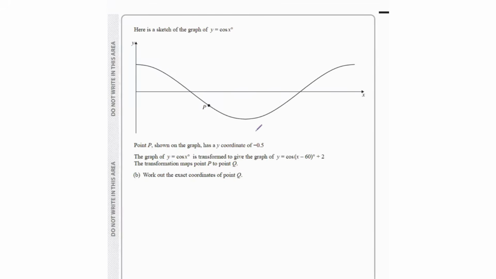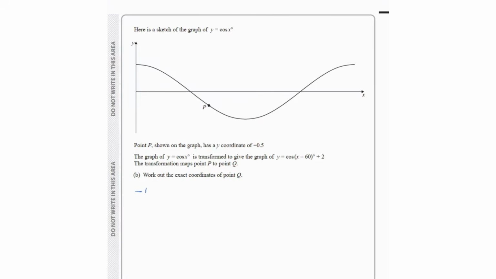So sketch of the graph y equals to cos x. Point P shown on the graph has a y coordinate of negative 0.5. And the graph of y equals to cos x is transformed to give the graph y equals to cos of x minus 60 plus 2. The transformation maps point P to point Q. Work out the exact coordinates of point Q.